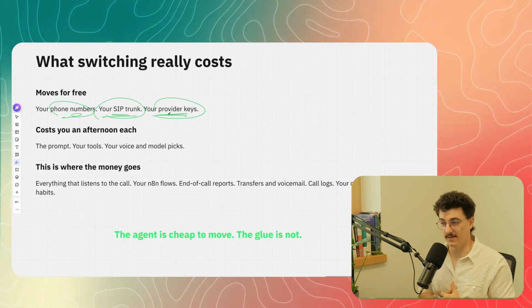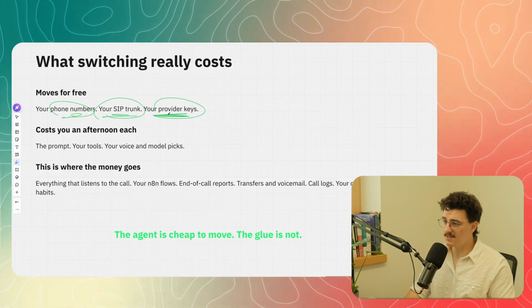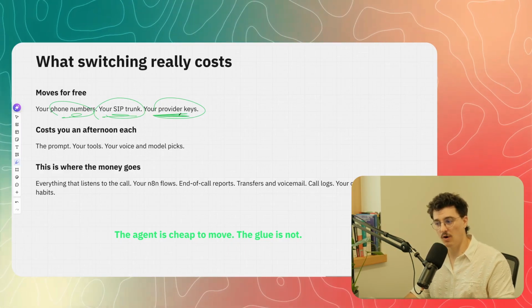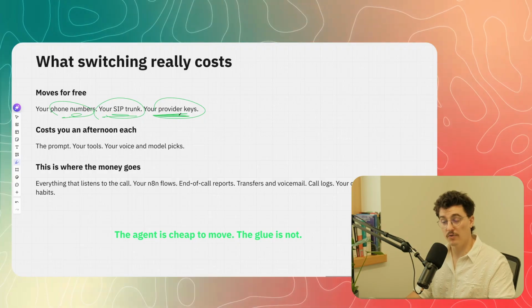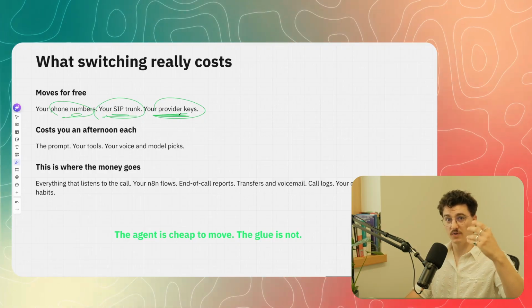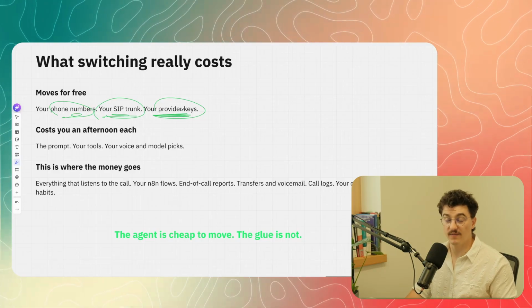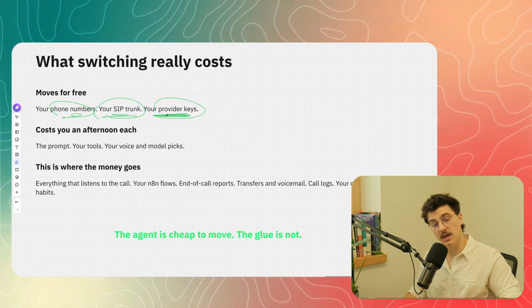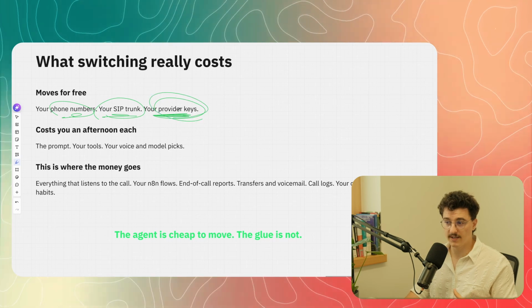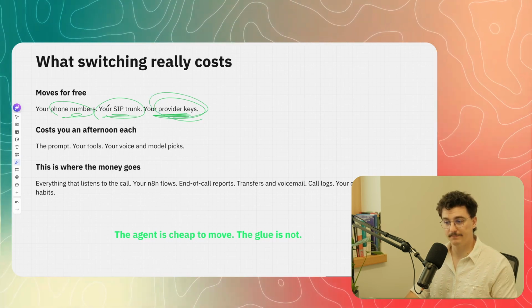or almost as is. The provider keys might be a bit of a different thing, because oftentimes we don't connect our own accounts to Vapi, but rather just use what Vapi provides us. So you will probably have to get your own provider keys if you switch to LiveKit. But if you have your own provider keys, all good, just take them.